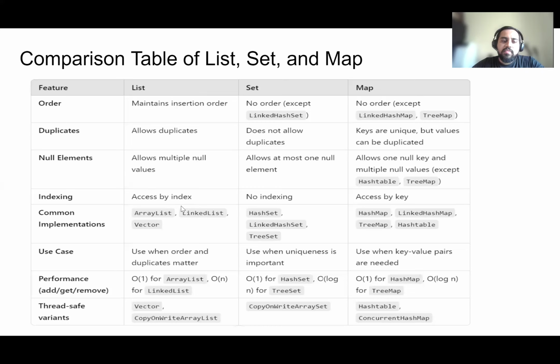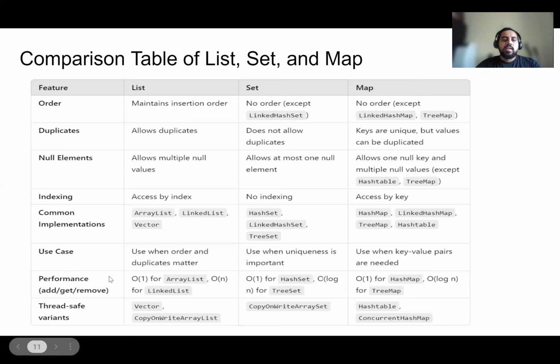Common implementations: for list, ArrayList, LinkedList, Vector, Stack, etc. For set, HashSet, LinkedHashSet, TreeSet, etc. For map, HashMap, LinkedHashMap, TreeMap, Hashtable, etc. Use cases: when we want insertion order and duplicates matter in our application, we definitely go with a list. When uniqueness is important for processing our data, we go for a set. When we want to structure our data as key-value pairs, we can go with a map.